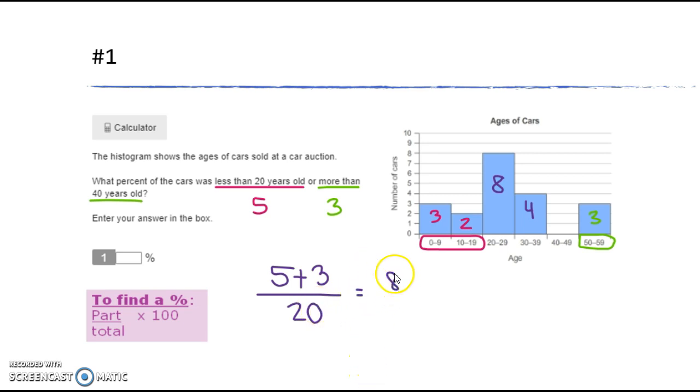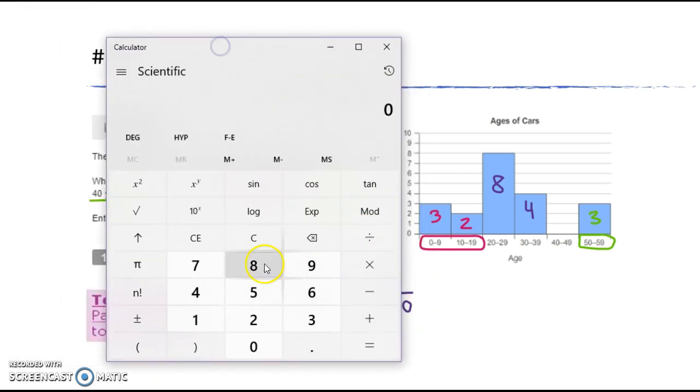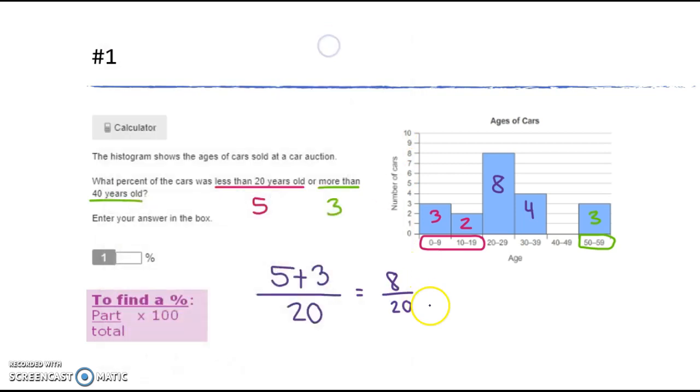This is 8 over 20. And then I can use my calculator to figure this out. 8 divided by 20. Let me pull the calculator up and drag it over for you. 8 divided by 20 gives me 0.4. And then percentages need to be multiplied by 100. So if I do 0.4 times 100, I will get 40%.